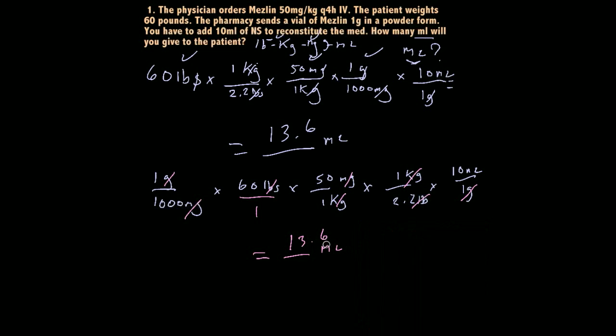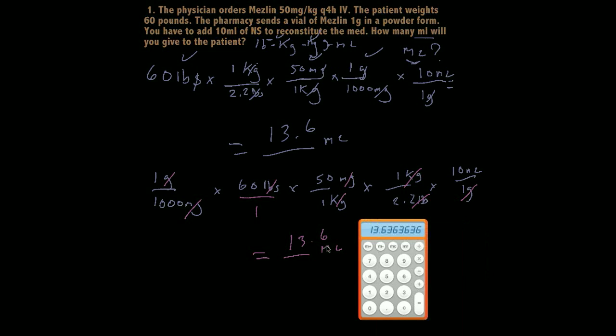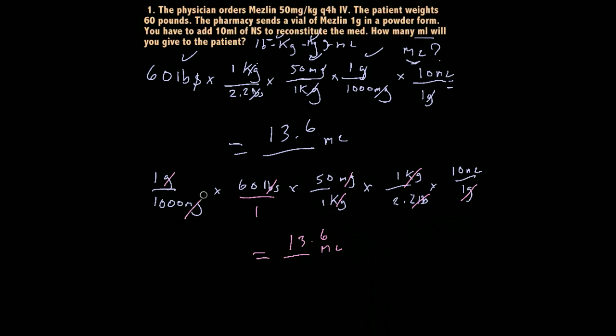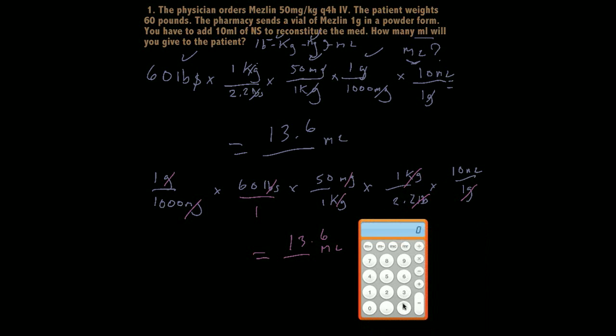Another neat little trick, I don't know if this is a little trick, but just a tidbit for your information. It doesn't matter if I go 1 divided by 1,000 times 60 divided by 1 times 50 divided by 1 times 1 divided by 2.2 times 10 divided by 1. I can go 1 times 60 times 50 times 1 times 10 divided by 1,000 divided by 1 divided by 1 divided by 2.2 divided by 1. That will also give me the same answer, and let me show you that here.